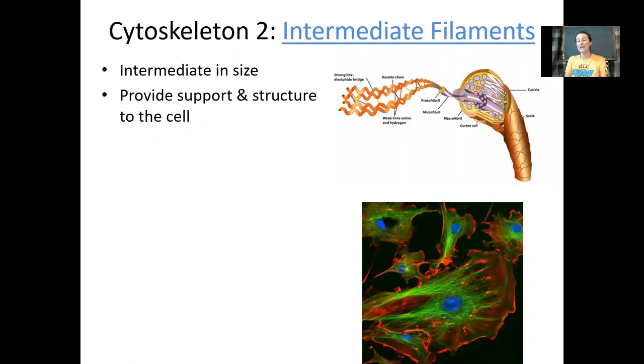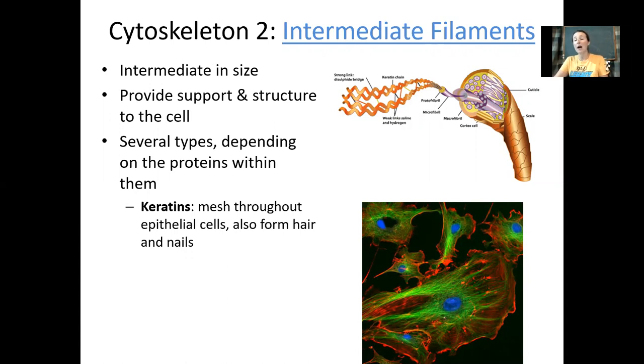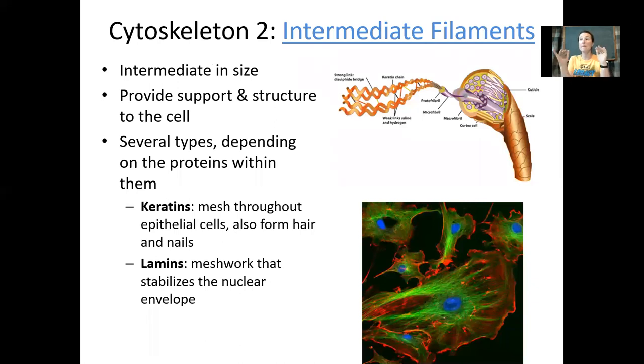Intermediate filaments. These are intermediate, they're in the middle in size, and they again are going to provide support and structure. Specific examples here, keratins. Right, so you might have heard of keratin because there's keratin in your hair and your nails. Also, we have keratin reinforcing our skin. Okay. Lamins, these further reinforce our nuclear envelope.